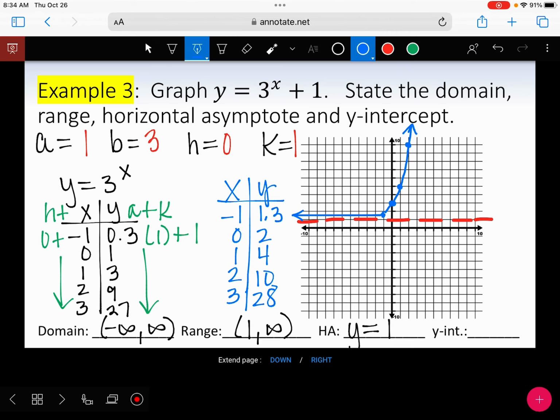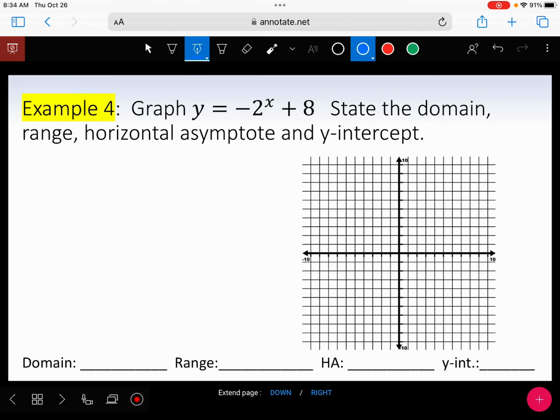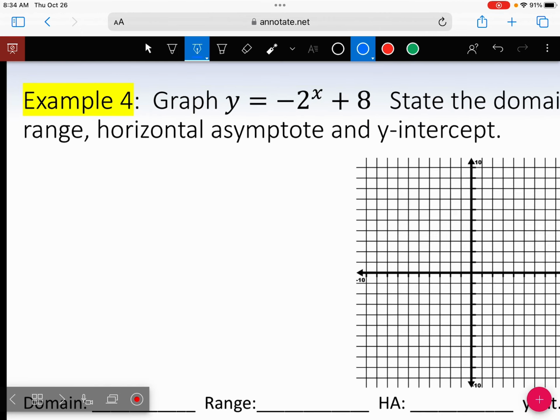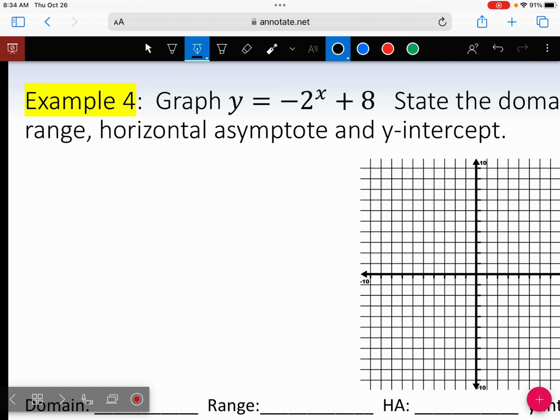All right, any questions about example 3? All right, last one. Let's go to example 4. So for example 4, again, I like to always write out my A, B, H, K.